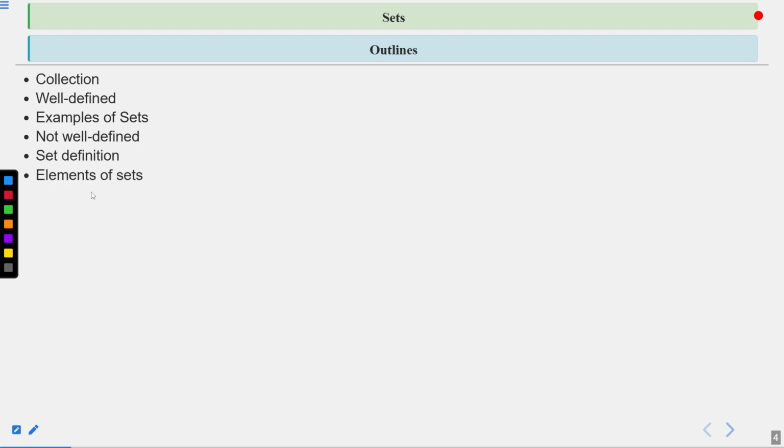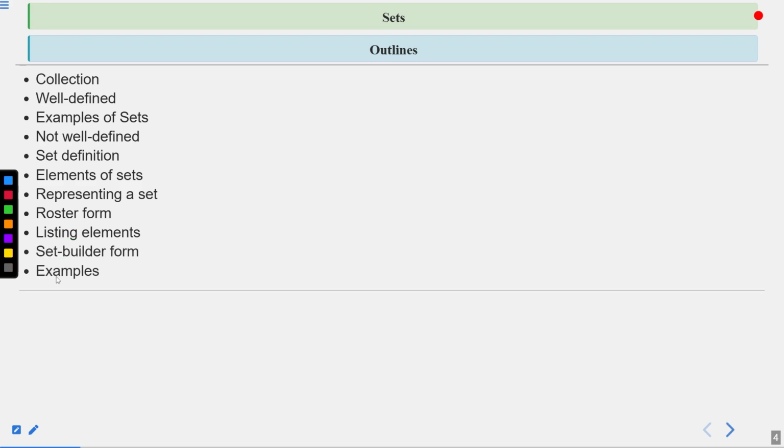Then elements, what do we mean by elements of a set. Then representation of a set. So what are the different forms in which we are going to represent our sets. You will be seeing roster form, listing elements. And then set builder form. And finally, we will be seeing some examples in order to understand the theory well.